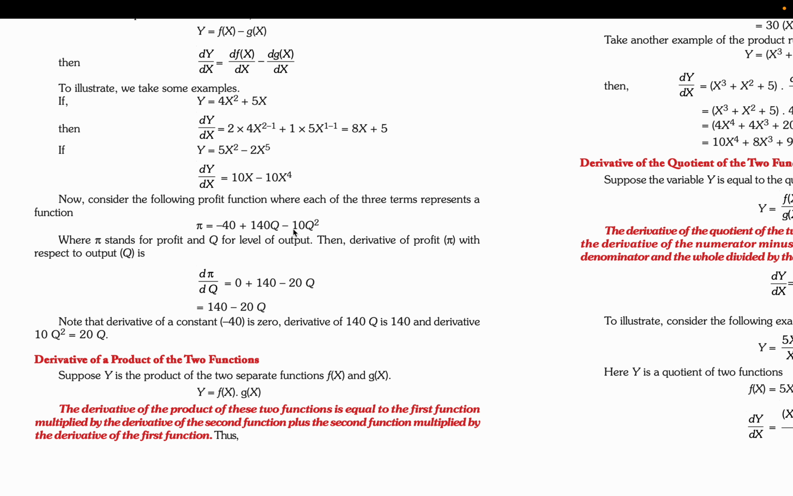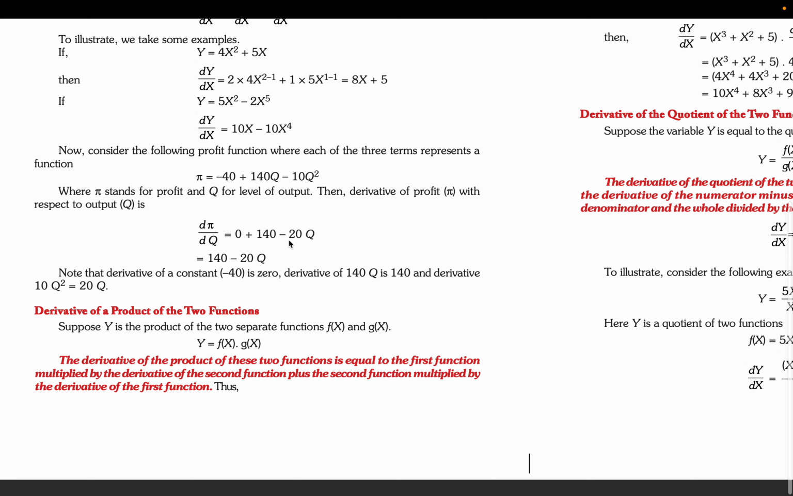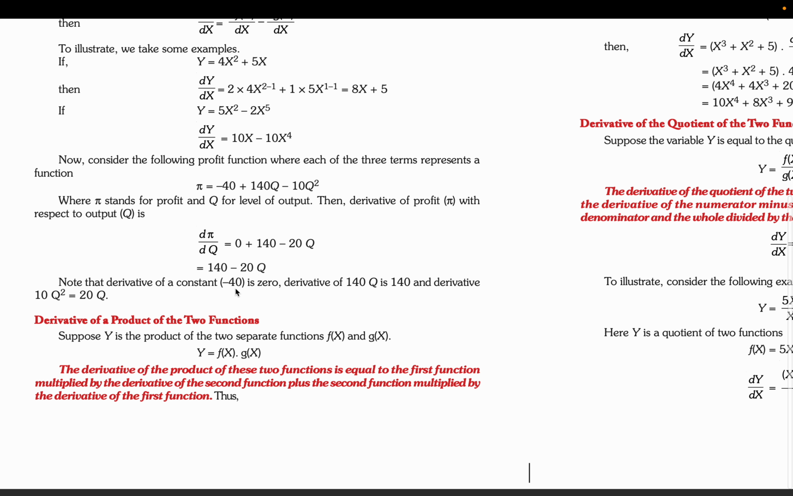For this, let's just try to follow what's going to happen. So 10 into, bring the power down, 2, and then decrease the power by 1. So 10 into 2, 20 q to the power 1, so 20 q, of course negative. Then you just add them up and write whatever is left. Note that the derivative of a constant, minus 40, is 0.